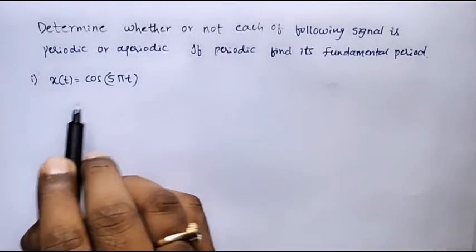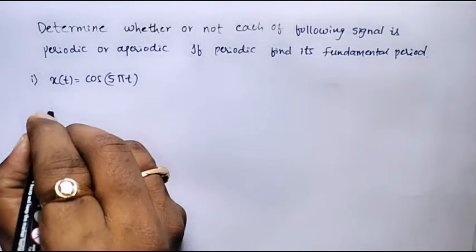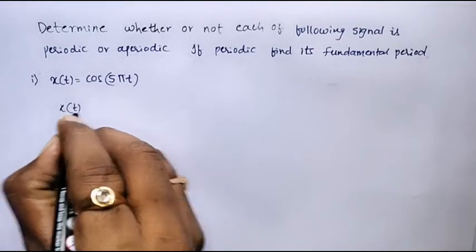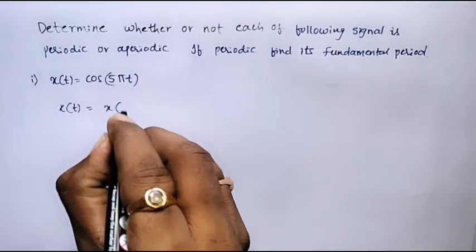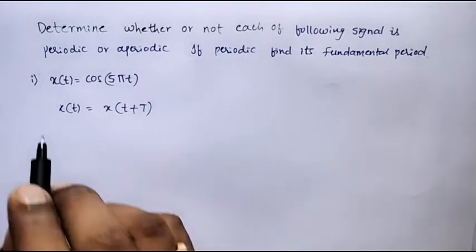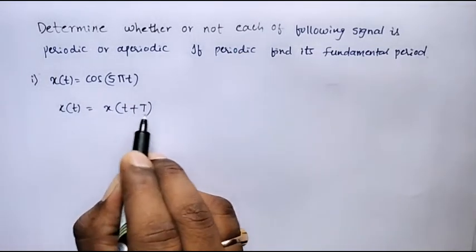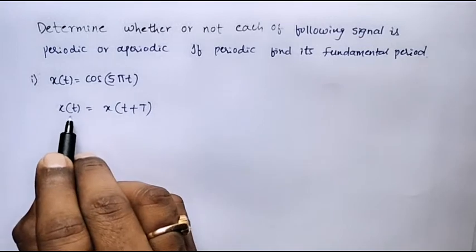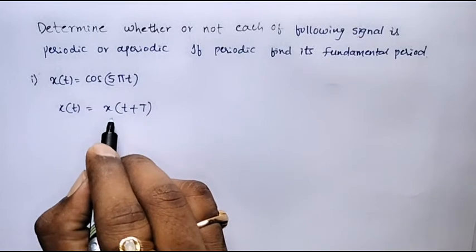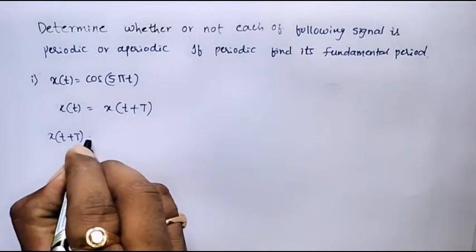So here x of t is equal to cos phi u pi t. It's a continuous time signal, and we know that for a continuous time signal to be periodic, it satisfies the condition x of t is equal to x of t plus T. Now we'll try to calculate x of t plus T. It should be equal to x of t. If that is the case, then this signal is periodic.